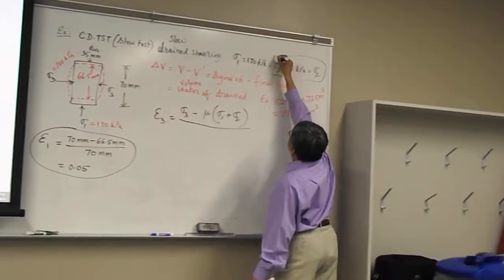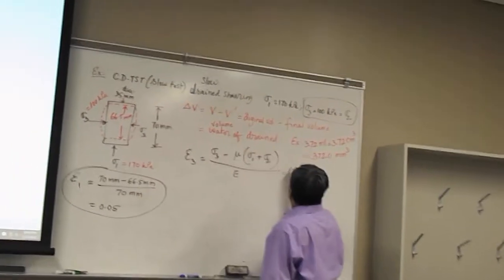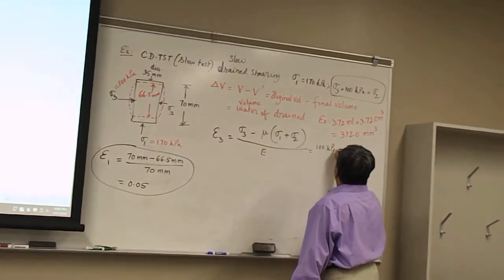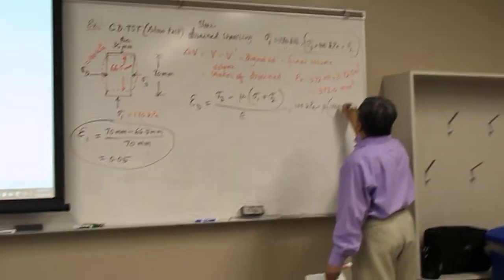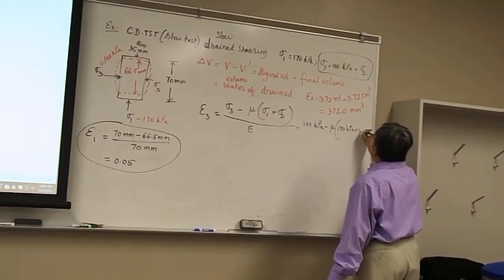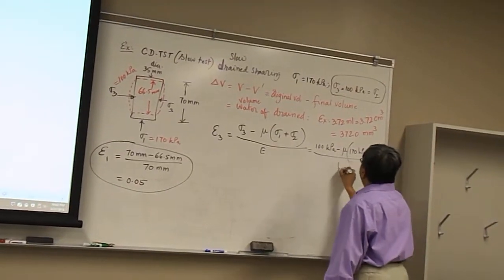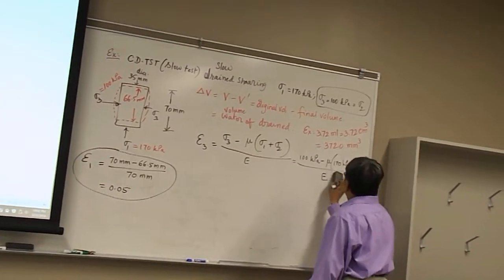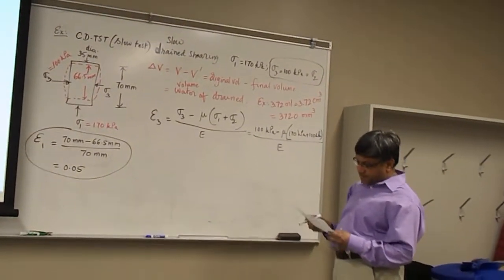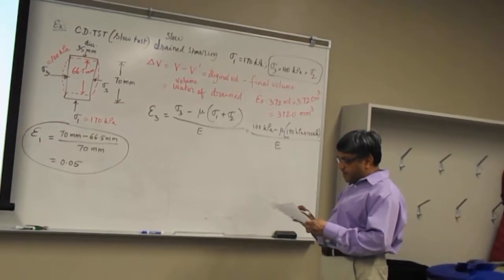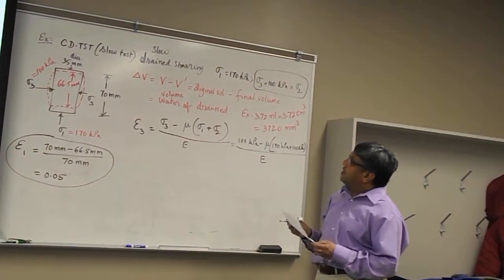As I said, these two are equal by E. That means this is 100 kPa minus Poisson's ratio times 170 kPa plus again 100 kPa, divided by the modulus of elasticity. So this is one equation we have, and we have the volume change known to us.